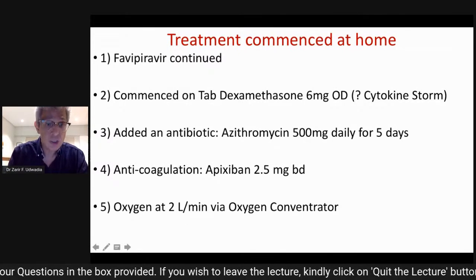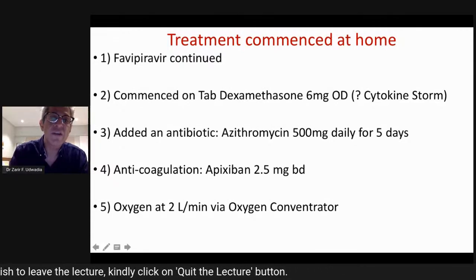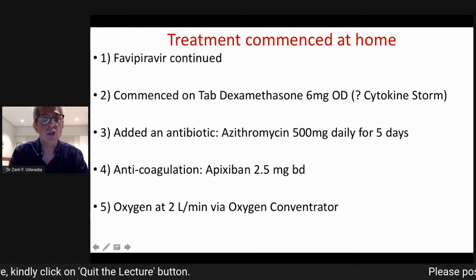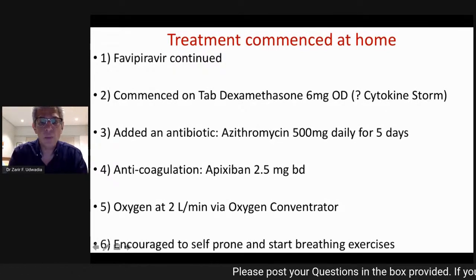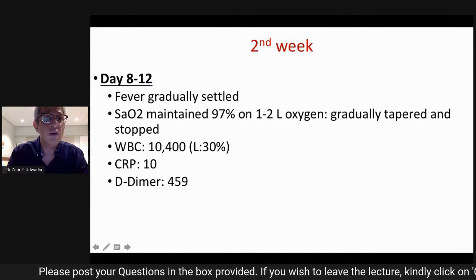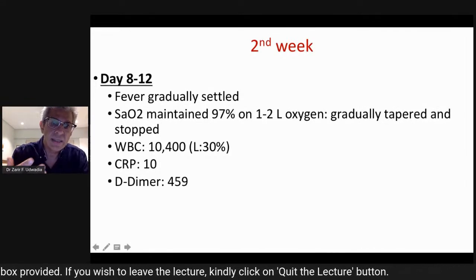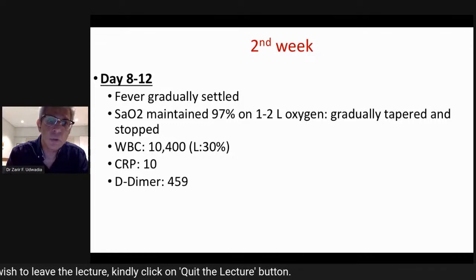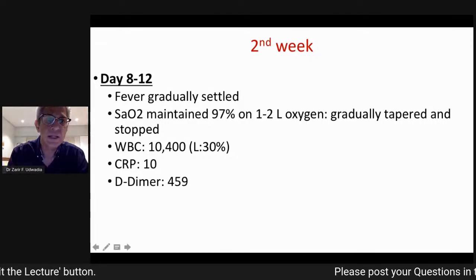And we commenced oxygen at 2 liters a minute. Fortunately, she had it in stock because an elderly family member had been using a concentrator for his COPD. We encouraged self-proning. We asked her to start breathing exercises. And fortunately for all of us, her fever settled. And I think these are just the interplay between the virus and your immune system. I don't think we can take any credit for patients' recovery in this one disease.